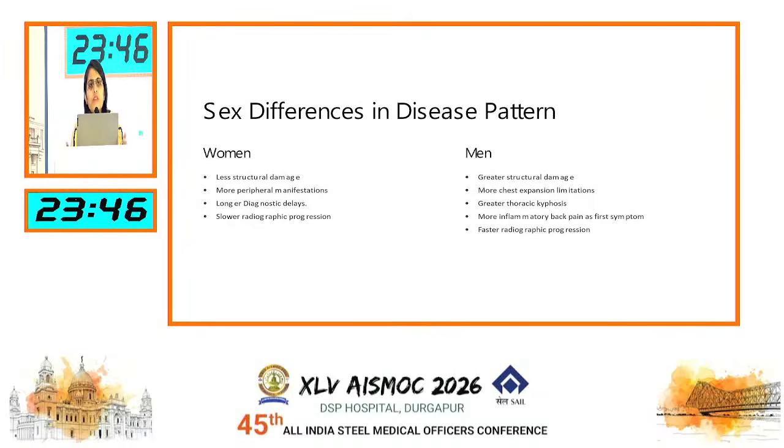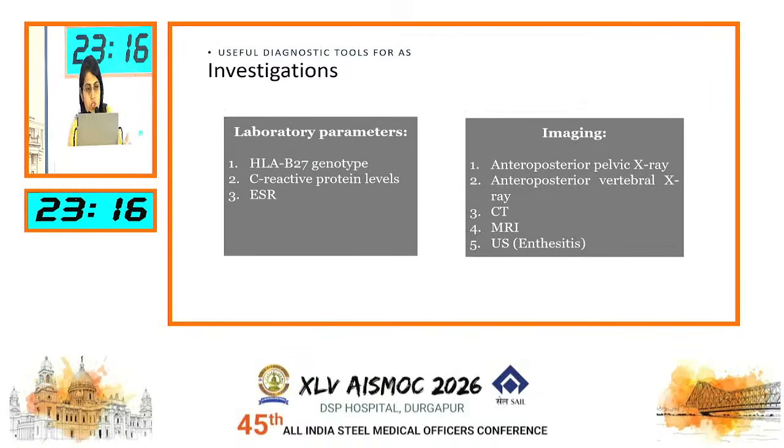Usually women tend to have less inflammatory back pain, less severe symptoms, less structural damage, slower radiographic progression. We don't see much hyperkyphosis of the spine as we get to see in men. Rather, peripheral manifestations are more. Because of these, women get longer diagnostic delays and may present a little later in the disease course. So how do we investigate these patients?